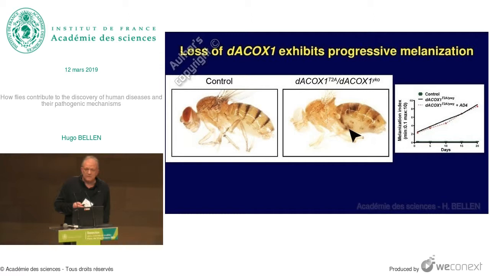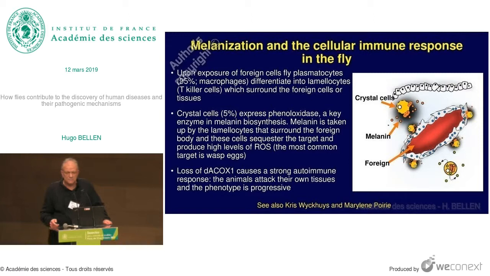And what we argue here is that there is an incorporation of the very long-chain fatty acids, because obviously when you lose ACOX1, you're going to have an elevation of these very long-chain fatty acids. And those very long-chain fatty acids are going to be incorporated in the membranes of numerous cells, including glia, and they systematically increase over time and eventually will kill the animal. And this melanization is the hallmark of a cellular immune system, and we'll hear more about this in flies probably from Chris Wyckoff and Marilyn Poiret later.